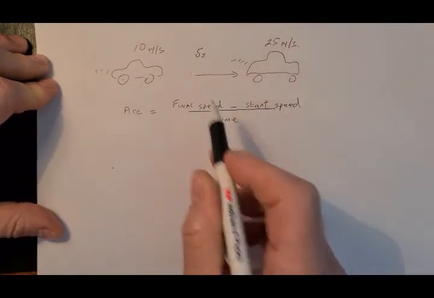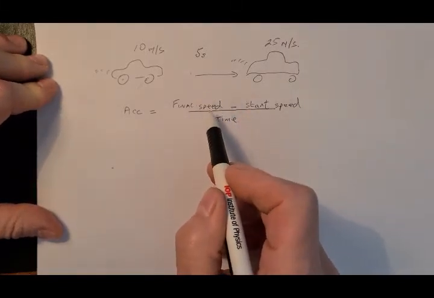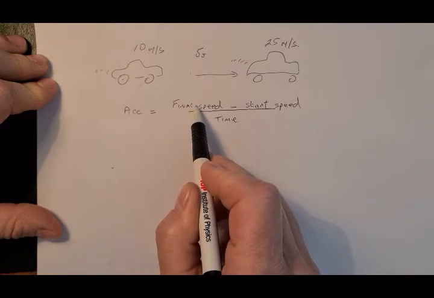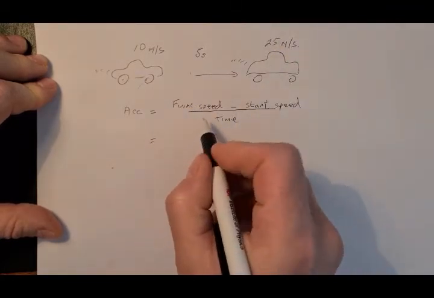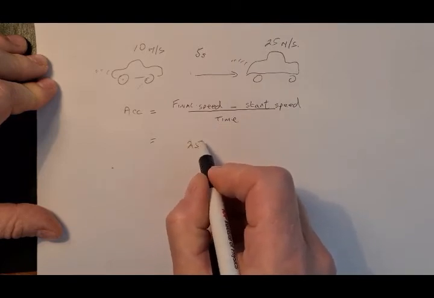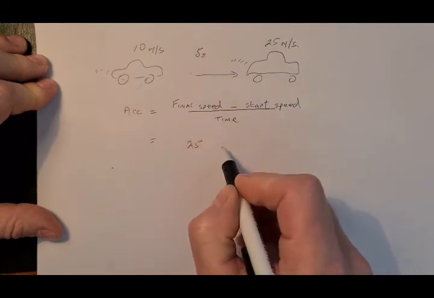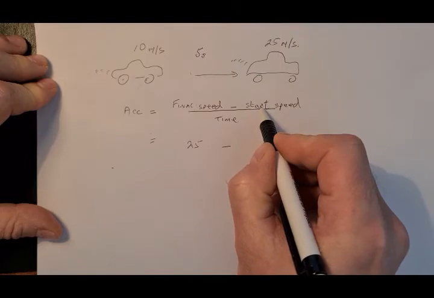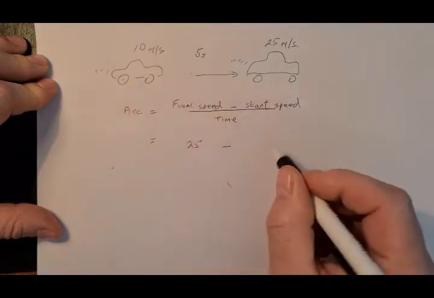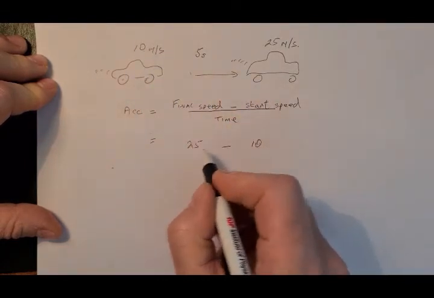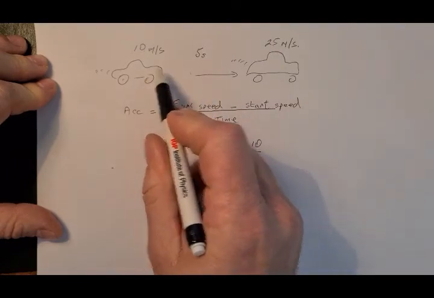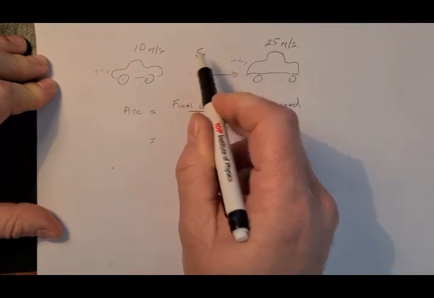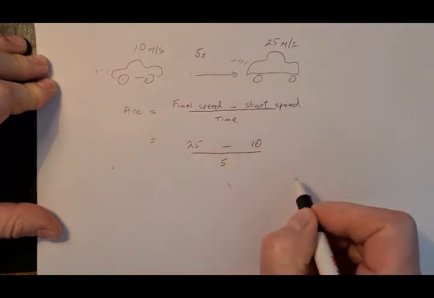So in this particular problem, we have to look at what is the final speed. The final speed is 25 meters per second. So I can write 25 for the final speed, minus what is the starting speed. The starting speed is 10 meters per second. Write that down there, divided by the time taken. How long did this increase in speed take? 5 seconds. So it's divided by 5.